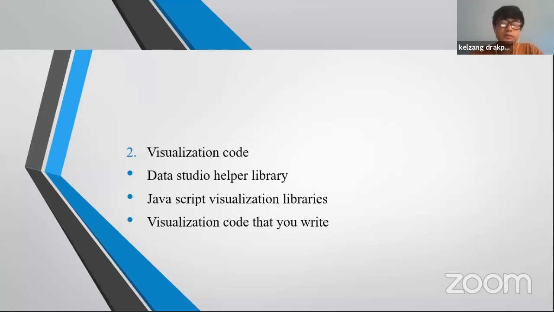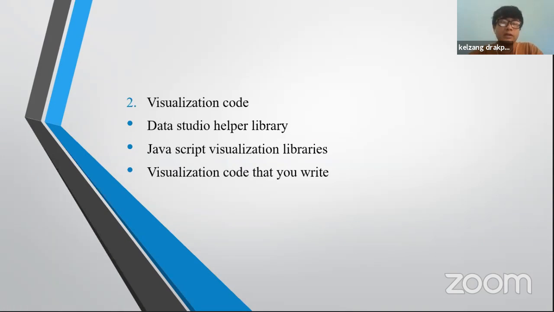Then we have visualization code. It includes the Data Studio helper library, that is, we extract the interface that is needed to load our visualization code on Data Studio. Then we have JavaScript visualization libraries, that is, what type of script we want to use in our libraries. Then finally, we have your own visualization code that you have written.